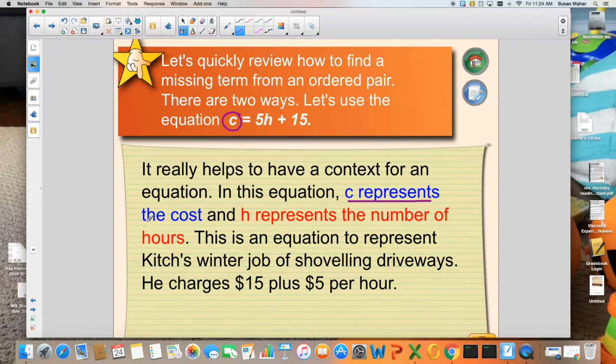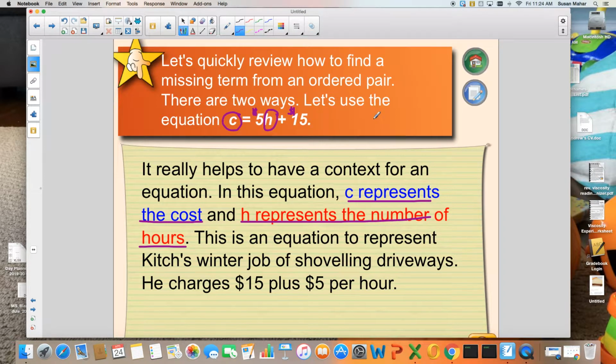So this is an equation to figure out the cost of something. And the H in the equation, so this H up here, is going to represent the number of hours. So this is an equation that represents Kitch's winter job. Kitch has a winter job shoveling driveways, and he charges people $15 plus $5 for every hour it takes him.